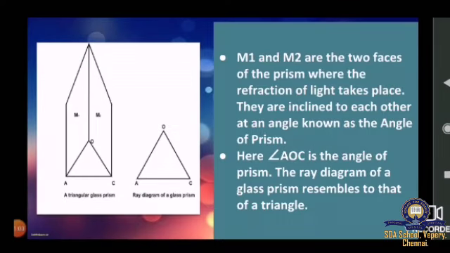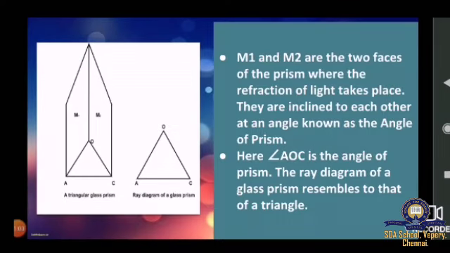For simplicity, we draw the ray diagram like a triangle. Then only it will be easy for us to show the ray diagram. So here angle AOC is the angle of prism. So, what are the refracting surfaces? The rectangular faces are the refracting surfaces.